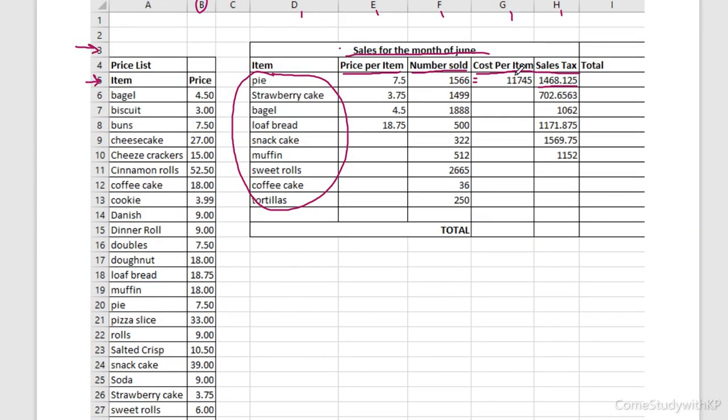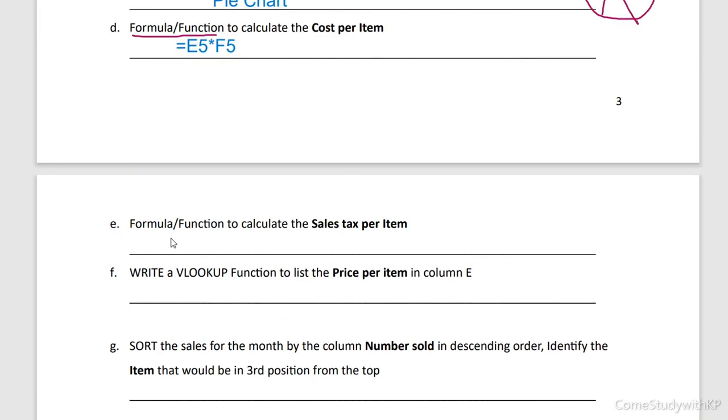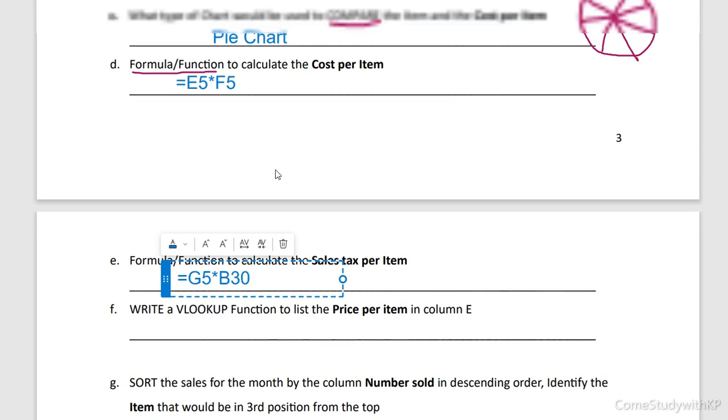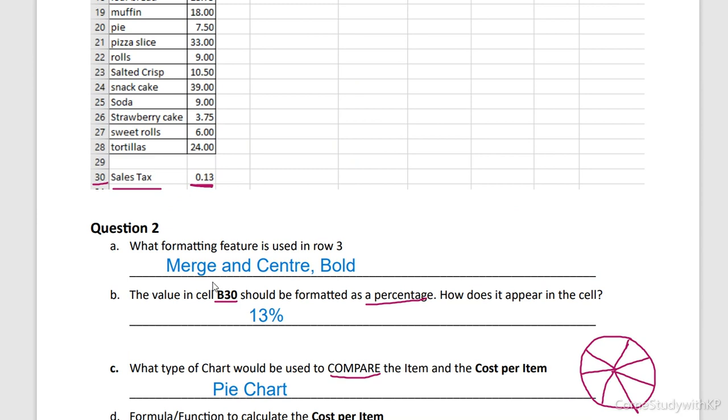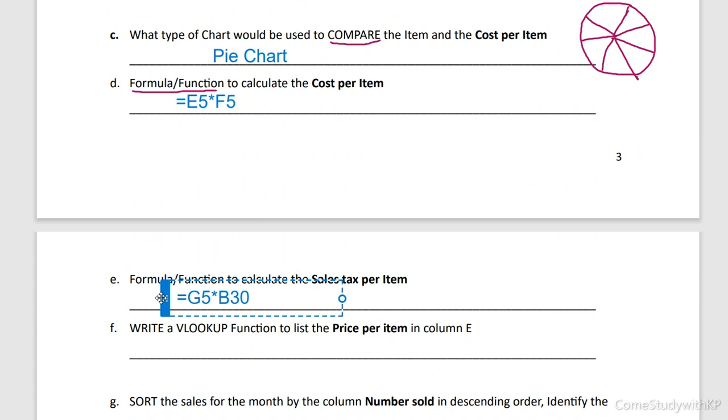So that is going to be G5, right? G5, we're in the 5th row and the G column. So it's going to be G5, let's write that, equal to G5 times B30.